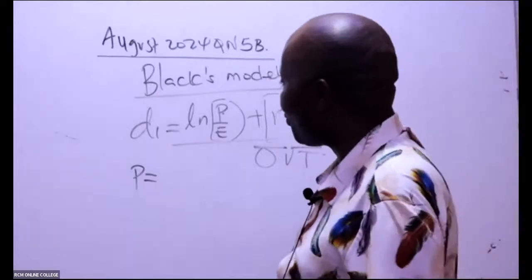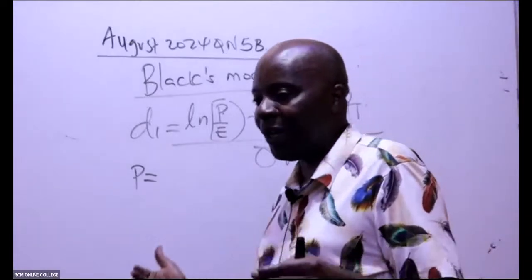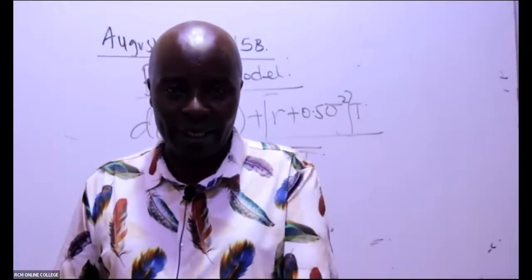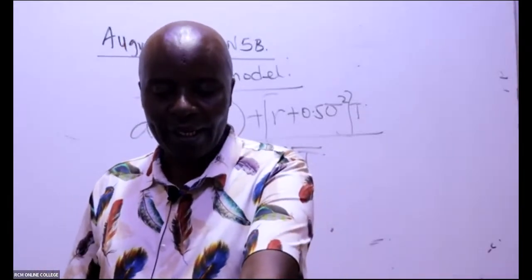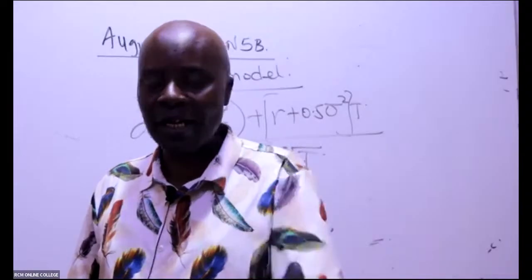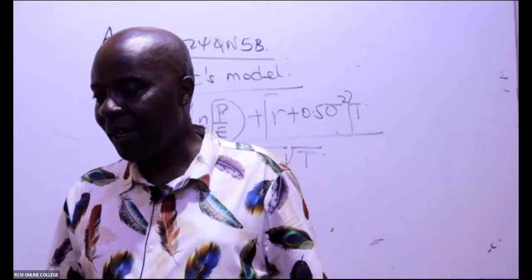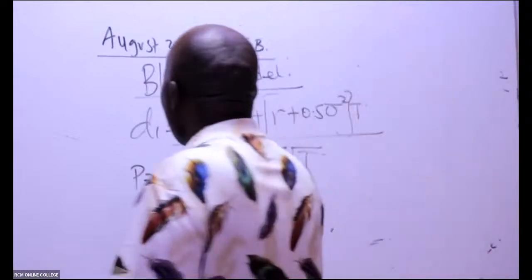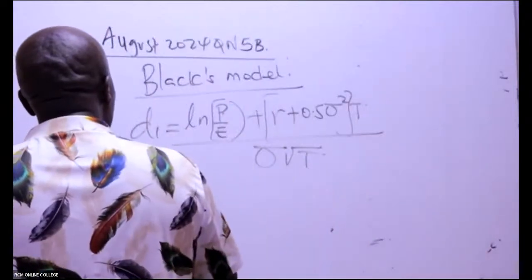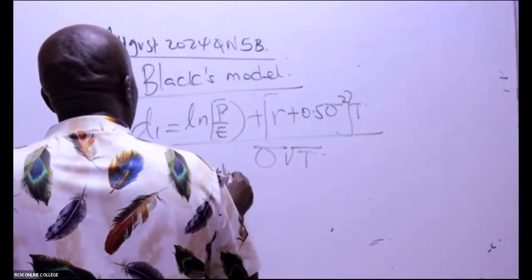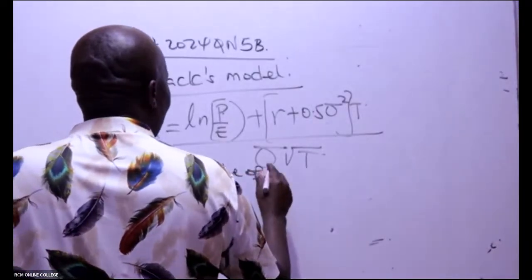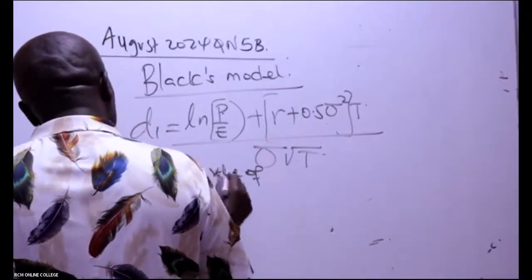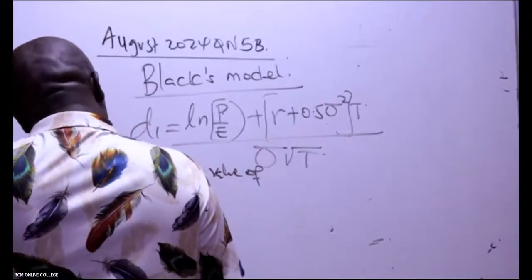P is the spot, but in this case we are dealing with a gigantic project. There's no price of a share. So remember that this P is supposed to be present value. Present value of the investment.